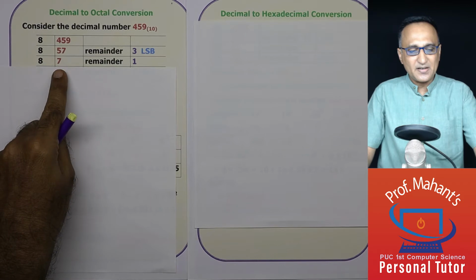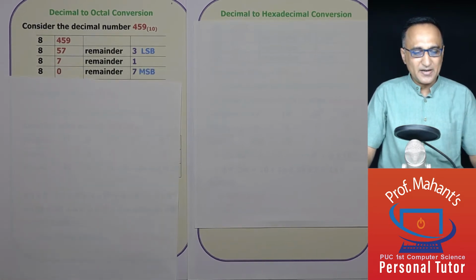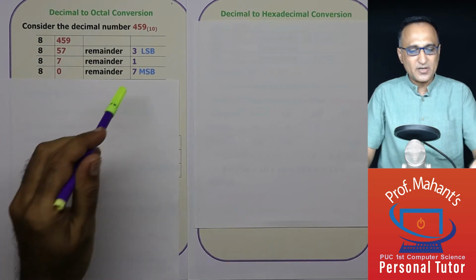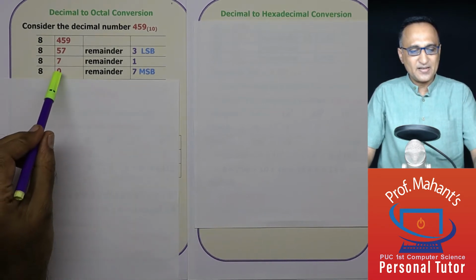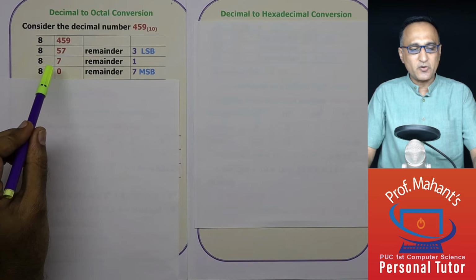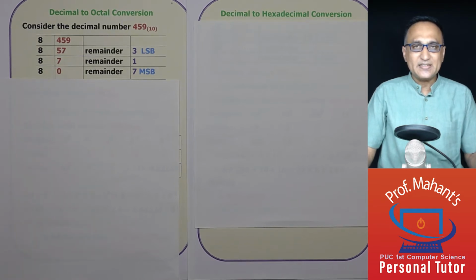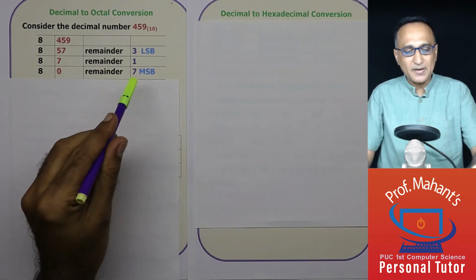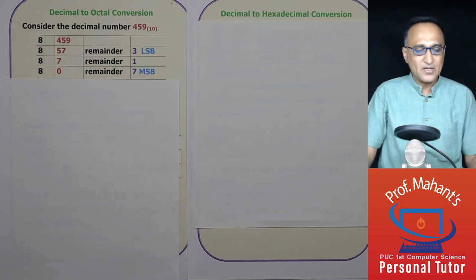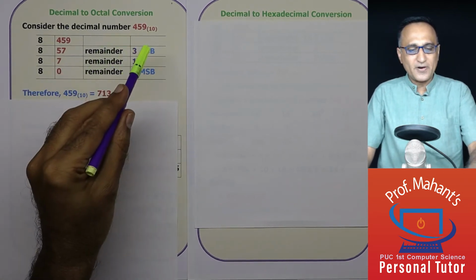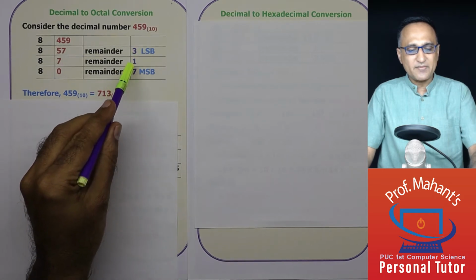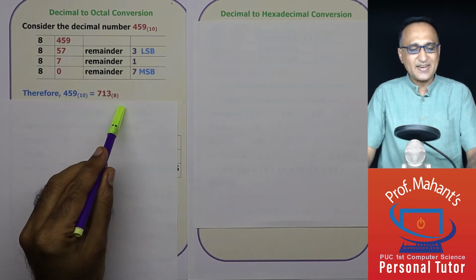Now this 7 cannot be divided by 8, so it comes as it is. The remainder remains as it is, so it comes as 7. And the original value becomes 0, because when you try to divide 7 by 8, the quotient is 0. The remainder happens to be 7. So this is an example of 459 being converted to 713 to the base 8.